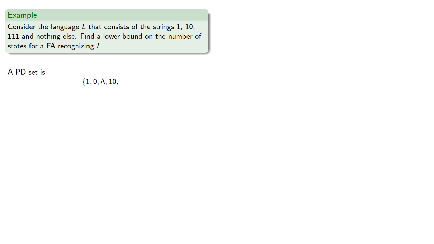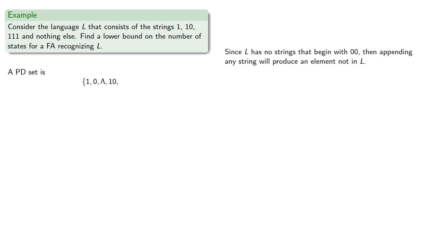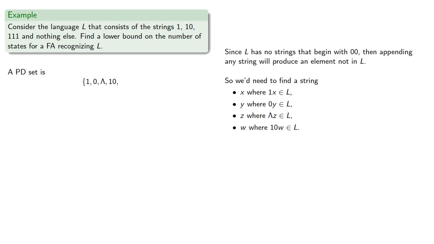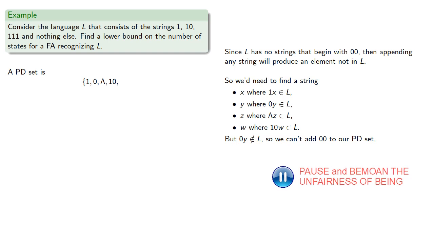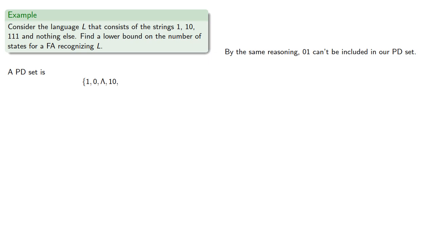What about our other length 2 strings? Since L has no strings that begin with 0, 0, then appending any string will produce an element not in L. So we need to find a string x where 1x is in L, y where 0y is in L, z where lambda z is in L, and w where 10w is in L. But 0y can never be in L, so we can't add 0, 0 to our pairwise distinguishable set. By the same reasoning, 0, 1 can't be included.